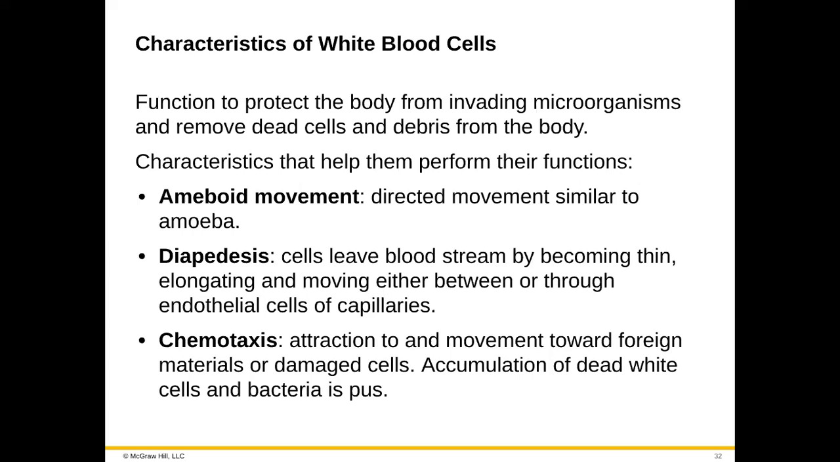And then chemotaxis, I always thought this was so fascinating. It's the attraction and movement towards a foreign material or damaged cells. Accumulation of dead cells and bacteria will stimulate chemotaxis, which allows those white blood cells to kind of smell it out. They're sensing chemical release, and they will start migrating towards that chemical to then act out and perform their functions.